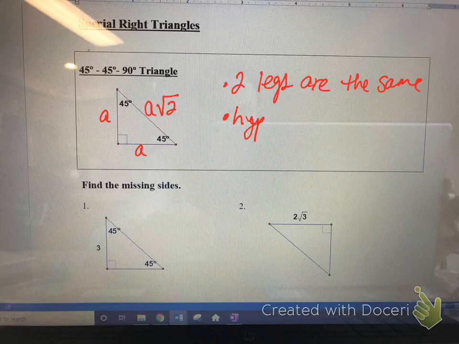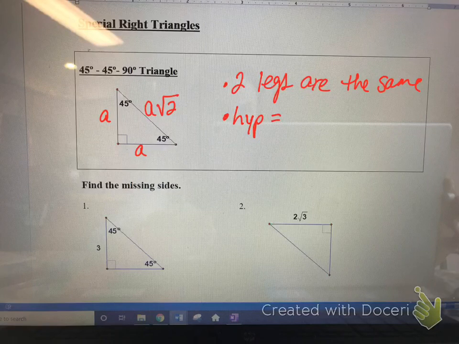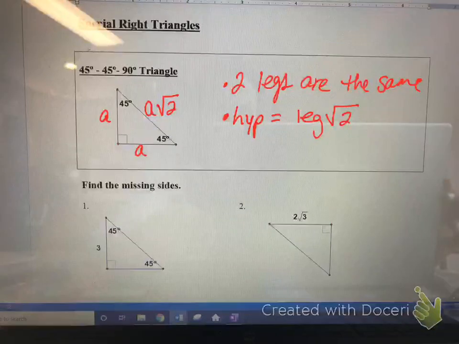And the hypotenuse, sorry guys, my writing isn't working very well today. Okay, the hypotenuse is equal to the leg times the square root of 2. And you want to use that picture as kind of your formula for the rest of this.